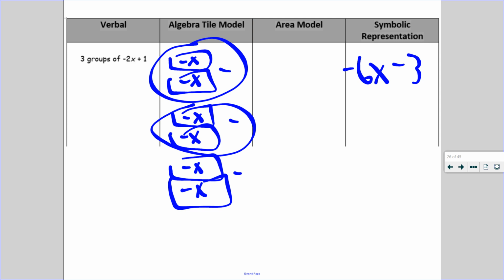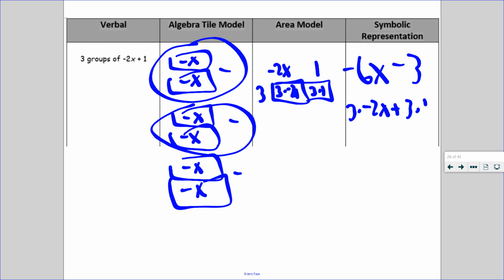But let's do an area model. Is there another way I could do it? So it's 3 groups. First one is negative 2x, plus 1 is just 1. So that's 3 times negative 2x, plus 3 times 1. And so what is 3 times negative 2x? Negative 6x. And what's 3 times 1?